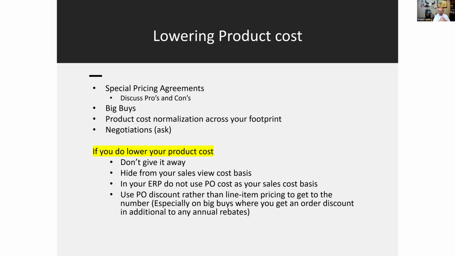If you don't want it to impact your average cost or your landed cost, then do it as a line item discount on your PO. Figure out a way to hide that cost. Otherwise, all you're going to do is allow the sales team to give it away. Again, my recommendation is don't use PO cost as your sales cost basis, and we'll talk more about that. And again, use a PO discount rather than line item pricing to get the number, especially on big buys.